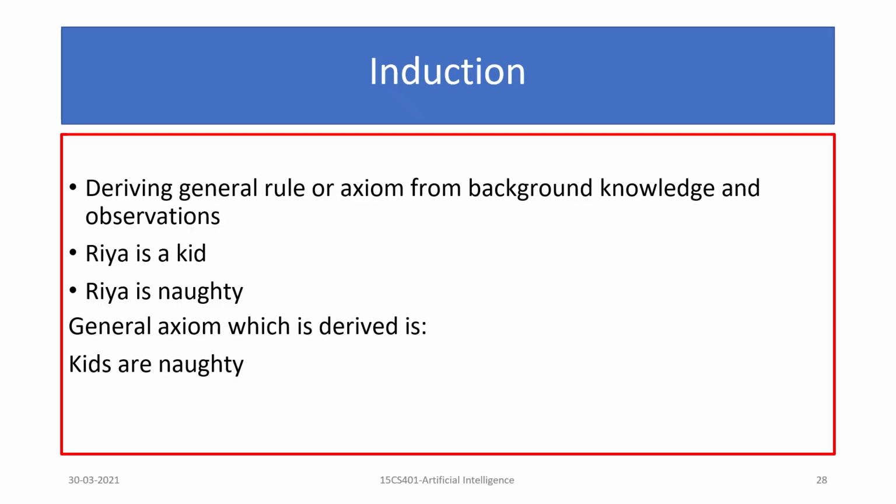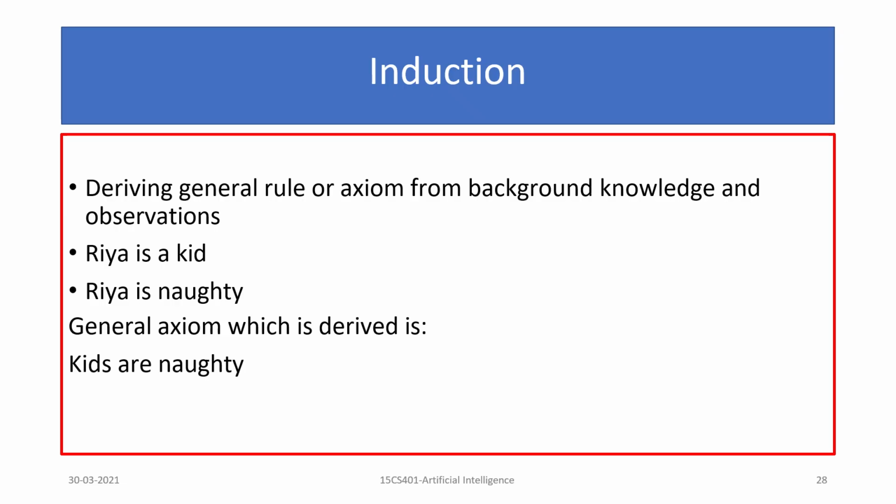Moving to the next concept, induction. It goes from specific to general. It derives a general rule from multiple specific observations. We can take an example: Ria is a kid, Ria is naughty; the general axiom which can be derived is that kids are naughty.